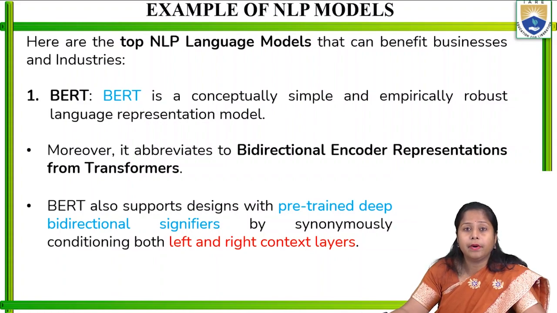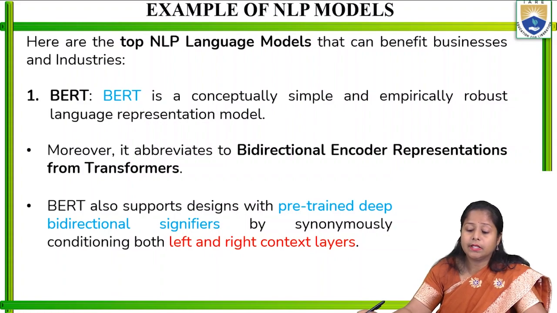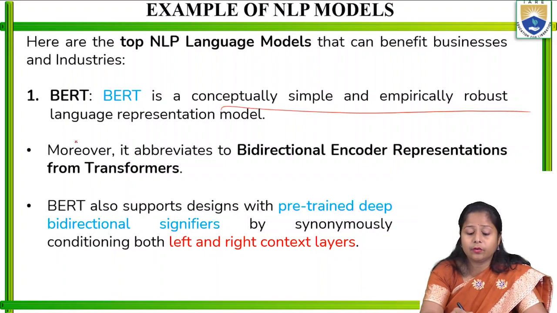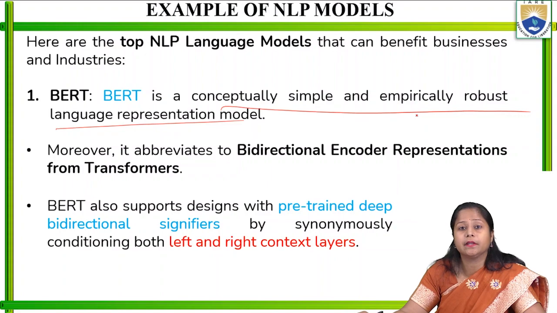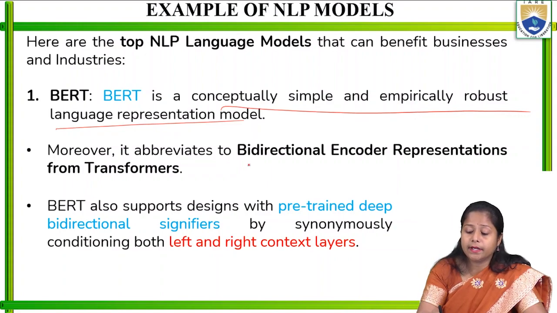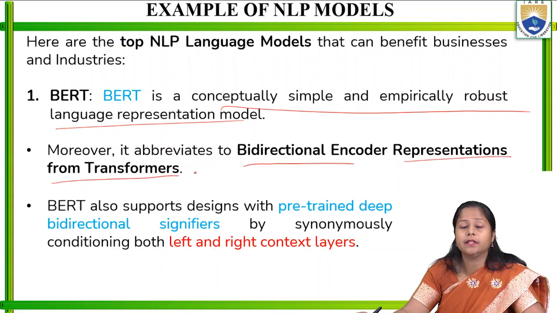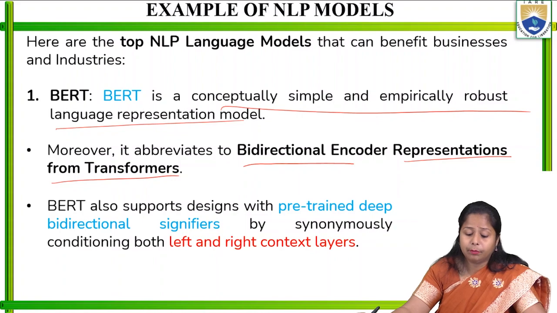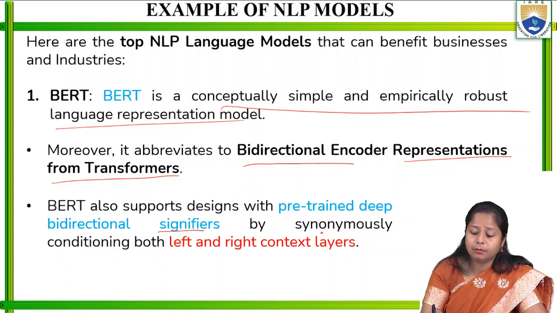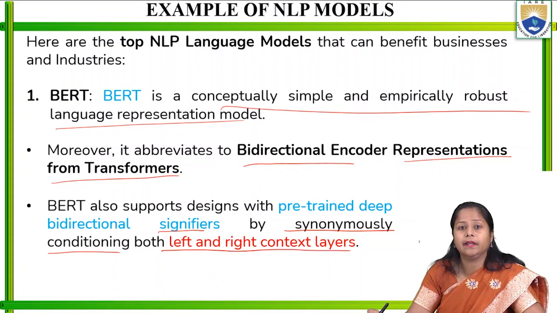First is BERT. BERT is a conceptually simple and empirically robust language representation model. It abbreviates Bidirectional Encoder Representations from Transformers. That is the meaning of BERT. BERT supports designing pre-trained deep bidirectional representations by jointly conditioning on both left and right context in all layers. That is the basic meaning of it.